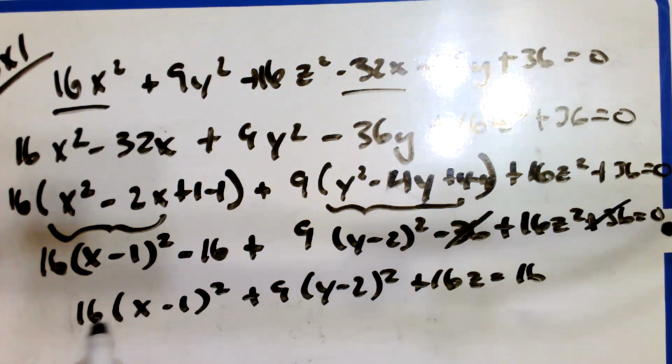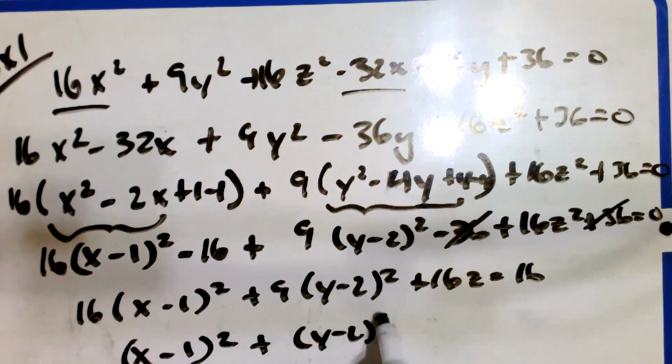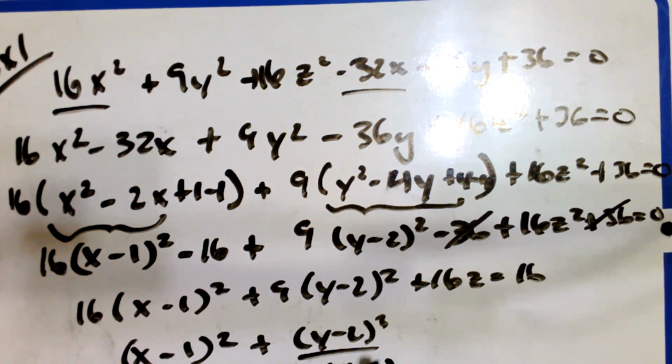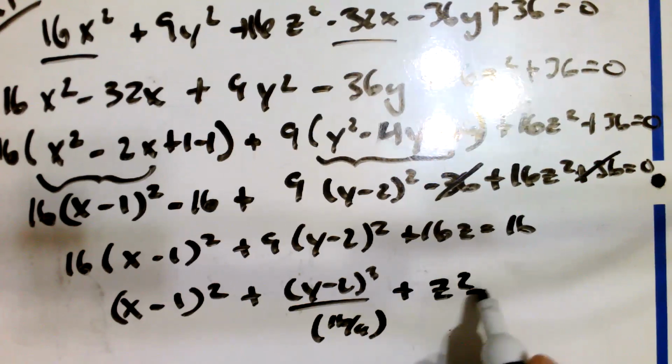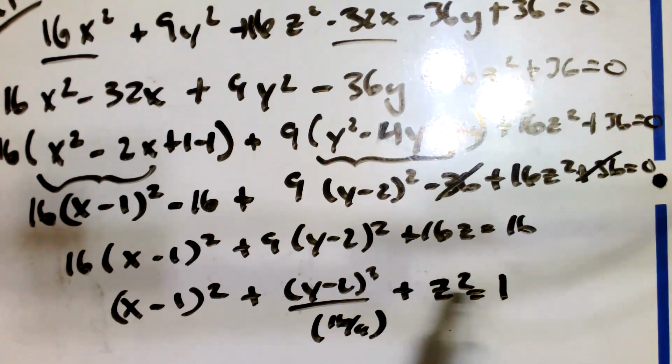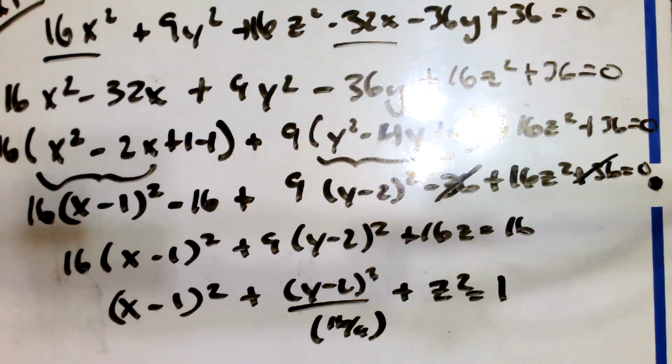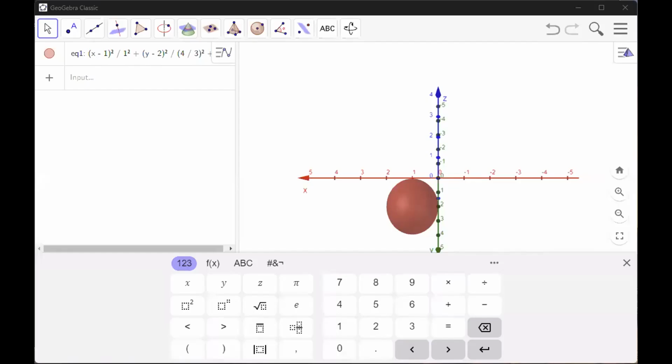Dividing through by 16, you're going to get x minus 1 squared plus y minus 2 squared over 16 divided by 9, which you should recognize is 4/3 quantity squared, plus z squared is equal to 1. And so this is the equation of an ellipsoid. That's the quadratic surface that this represents. And we're going to switch over real quick just to verify that that graph is exactly what we expect.